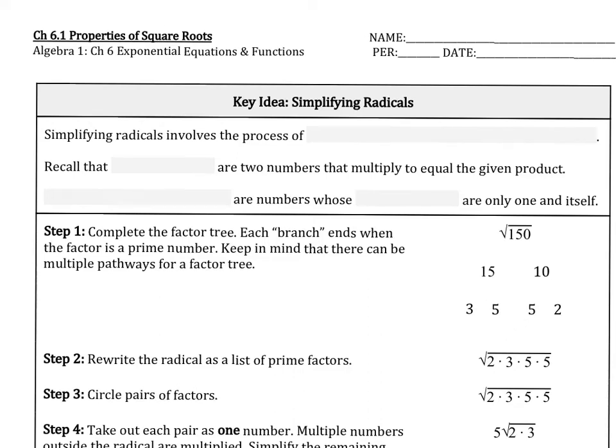Chapter 6.1 Properties of Square Roots. Key ideas: simplifying radicals. Simplifying radicals involves the process of prime factorization.